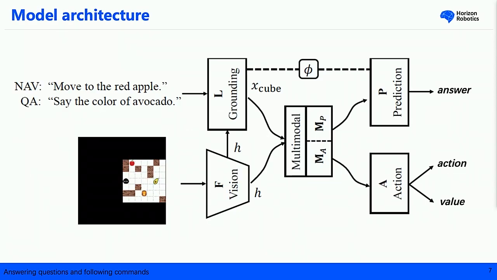So here is our high-level model structure, which I'm not going to go into detail. But what I'm trying to say is that we designed the model structure in consideration of the kind of generalization capability we want the agent to have. The whole model is trained using deep reinforcement learning together with supervised training for the question answering.